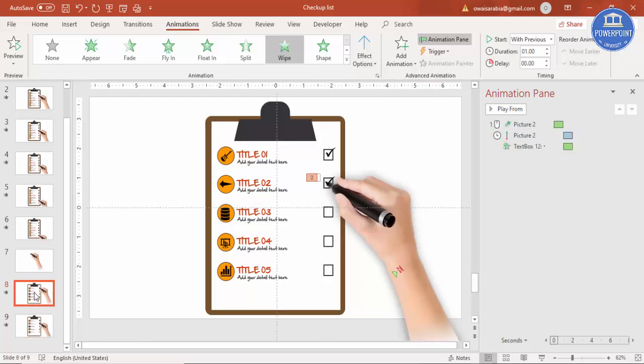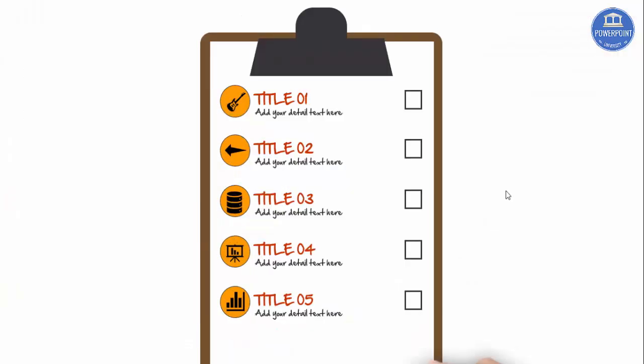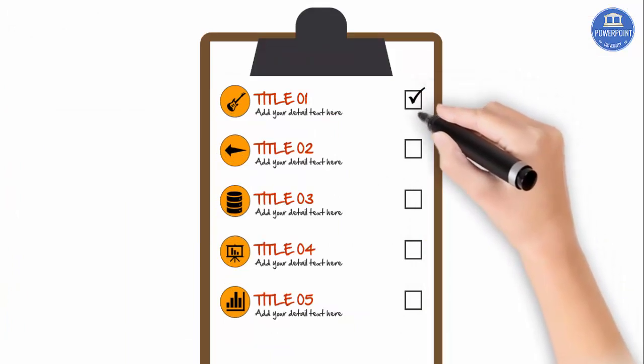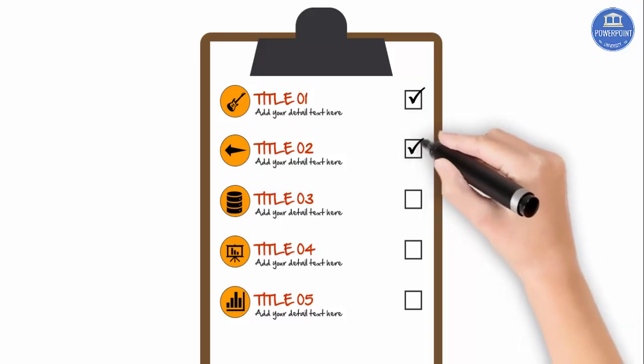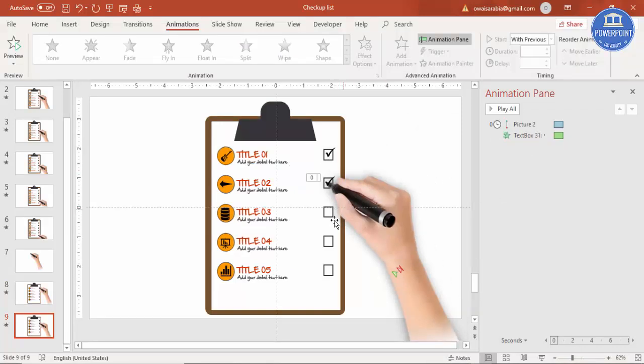So let's see now. I'm going to the slide, first slide now. I click, the hand comes and the tick marks is tick for the title 1, and when I click, the hand goes down to the option 2 and the tick mark comes for that. So likewise I'm just going to do for the next title, which is the third title.